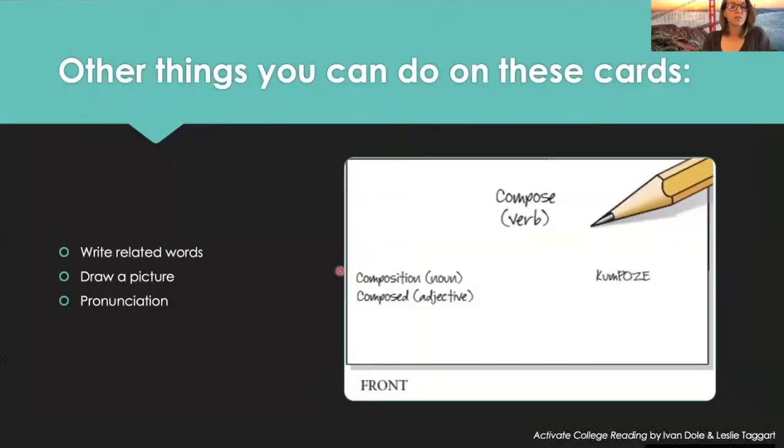So there are some other things you can do. You can write related words on the front side or on the back side. Drawing a picture is great if it's a word that you can do that with. And the pronunciation would be great, especially if you capitalize to show where the stress is. Compose. In English, we have stressed and unstressed syllables. And this one, it's stressed on the second part, compose. So this one, composition is a noun, composed is an adjective. Those are some of the related words. It uses the word differently to make it a different part of speech. All right, so those are a few.